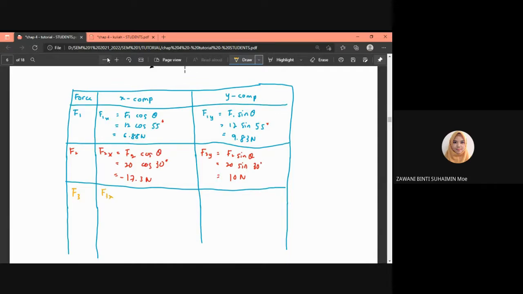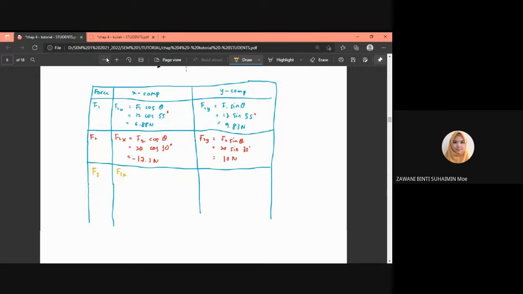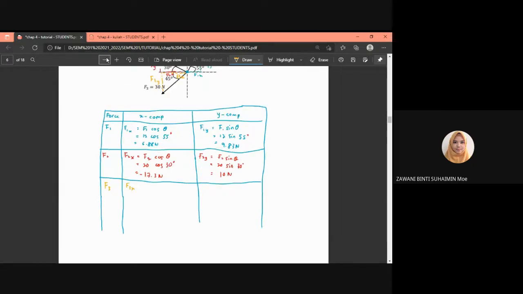Okay, nampak tak? Kecilkan sikit. So force 3 in X component kita akan gunakan cos. So, F3 cos theta. F3 dia dah bagi 30 degree cos 45 degree. So 30 darab cos 45 is equal to 21.2 Newton. Now force 3, kalau awak tengok, daripada segi X component dia lebih ke arah X component yang negatif.